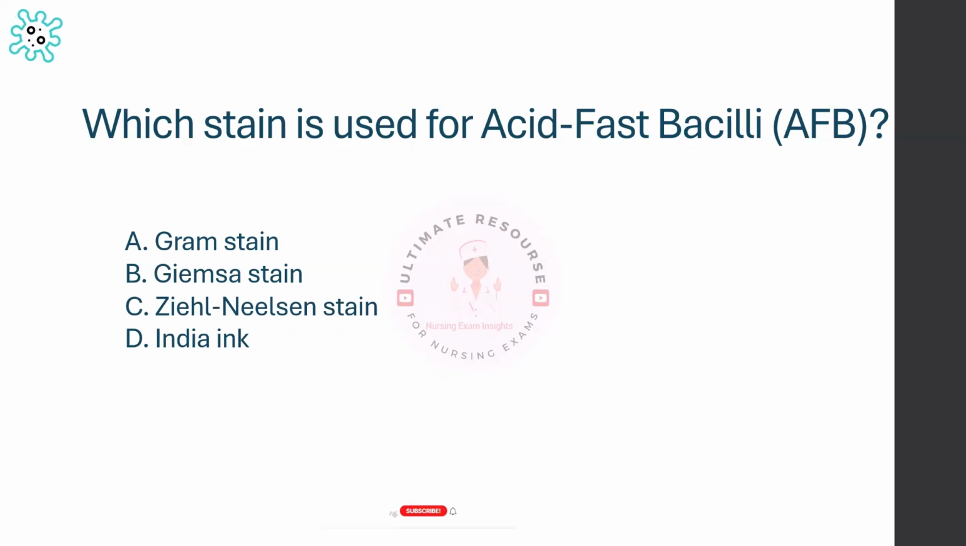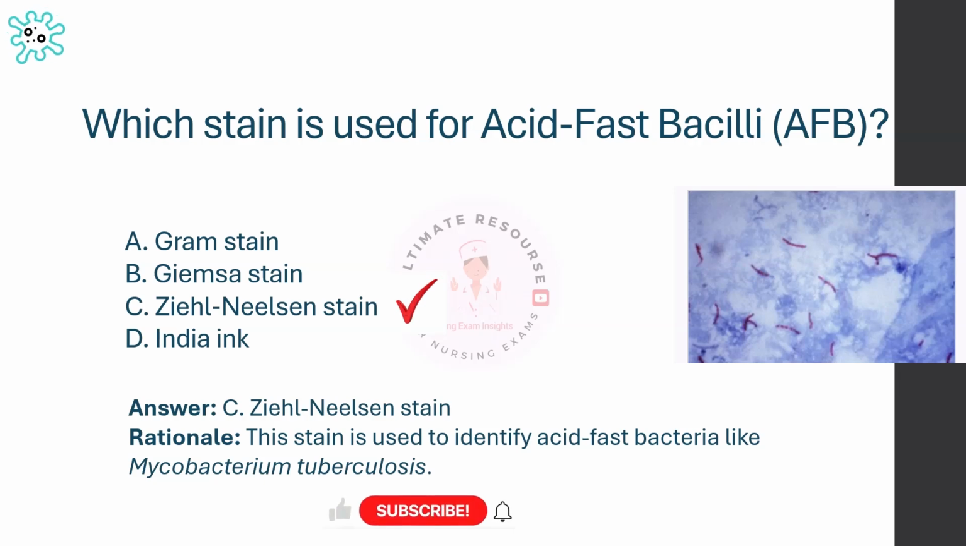Which stain is used for acid-fast bacilli? Options are A. Gram stain, B. Giemsa stain, C. Ziehl-Neelsen stain, D. India ink. The answer is C. Ziehl-Neelsen stain. This stain is used to identify acid-fast bacteria like Mycobacterium tuberculosis.